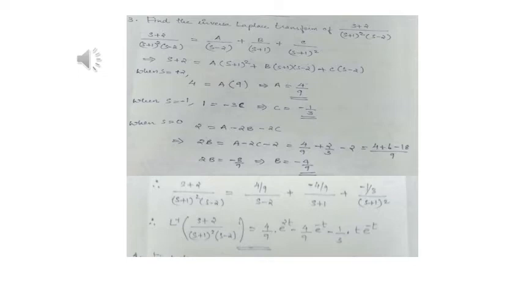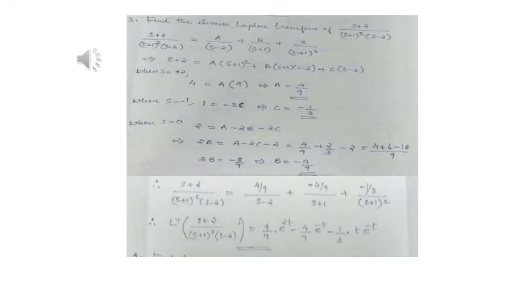Then substituting in equation number 1, it is 4 by 9 divided by s minus 2 plus minus 4 by 9 divided by s plus 1 plus minus 1 by 3 divided by s plus 1 the whole square. Now taking the Laplace inverse, first one we will get 4 by 9 into e raised to 2t, then second term minus 4 by 9 into e raised to minus t, again third term it is minus 1 by 3 into t into e raised to minus t.